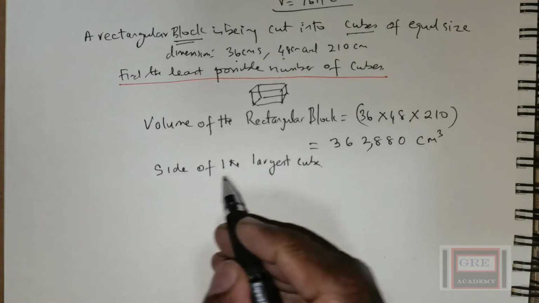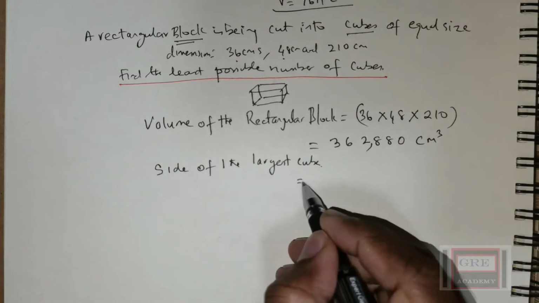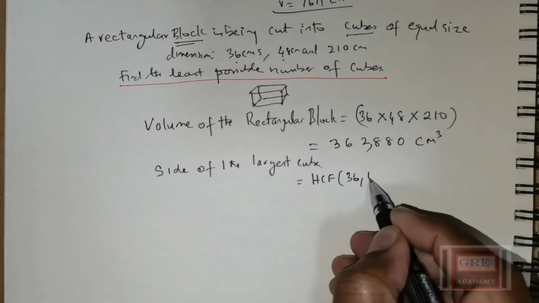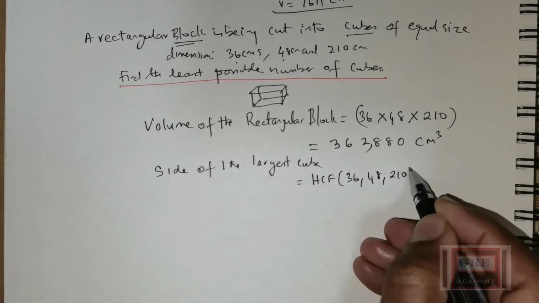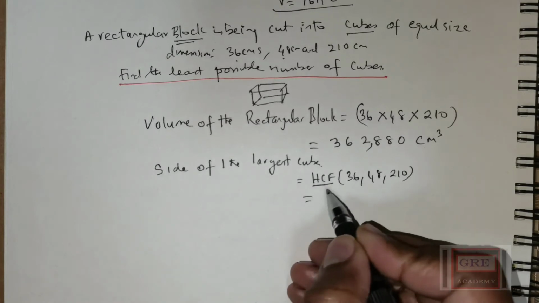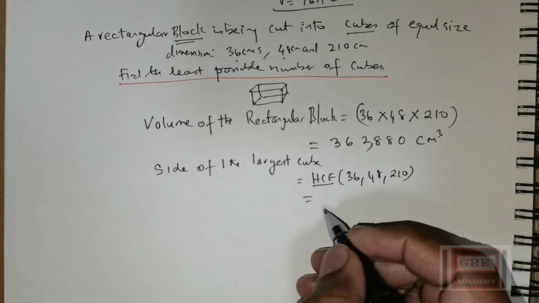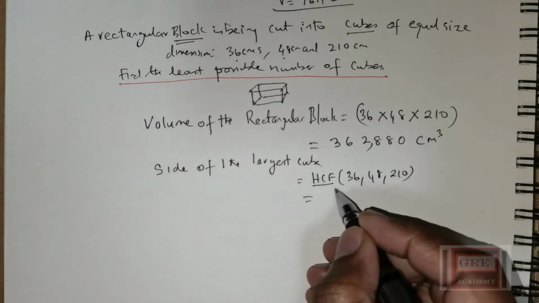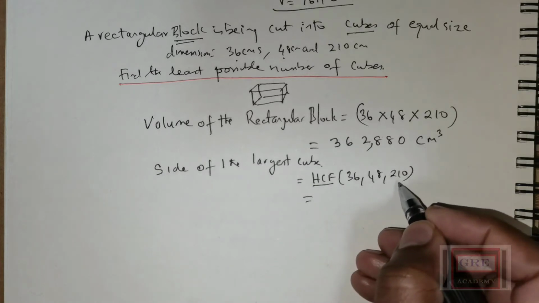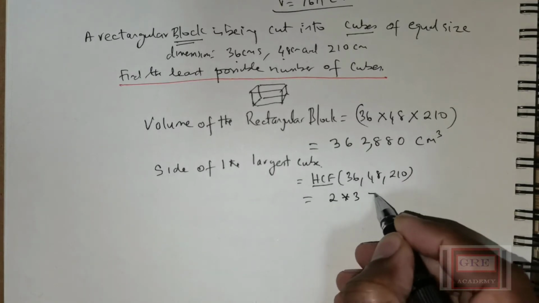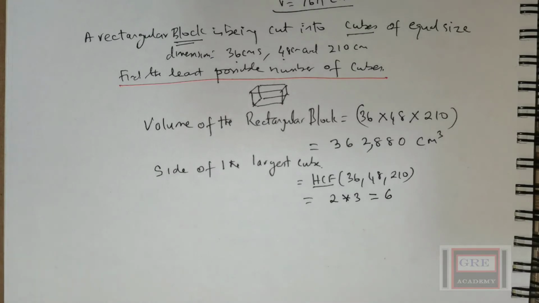Now to find the side of the largest cube, we need to find the HCF of 36, 48 and 210. If you want to learn about how to find HCF, I would suggest you to see my other video. So the HCF of 36, 48, 210 would be 6. So that's going to be 2 times 3, which is equal to 6.